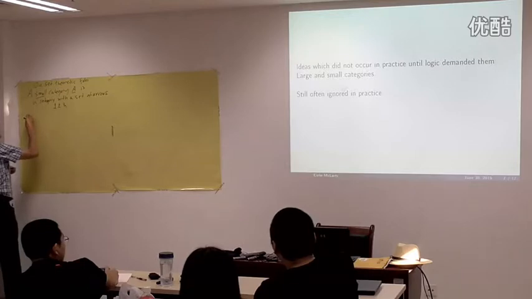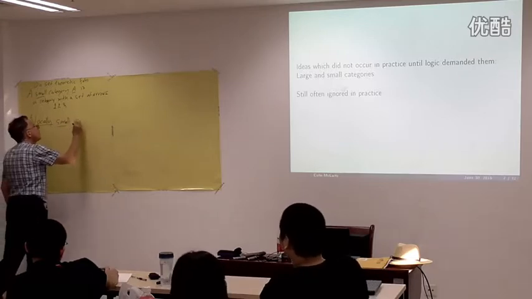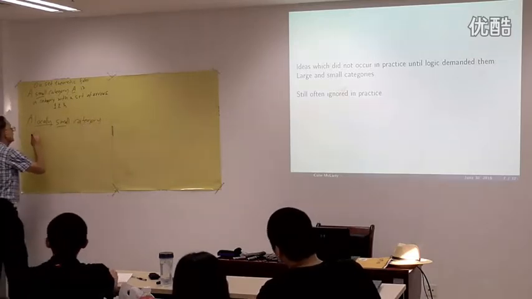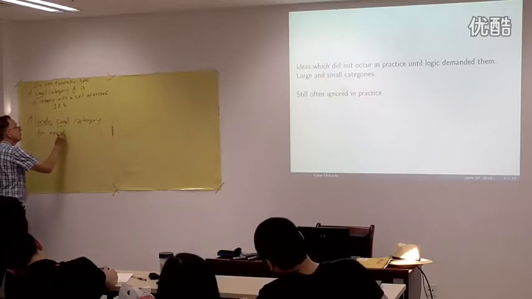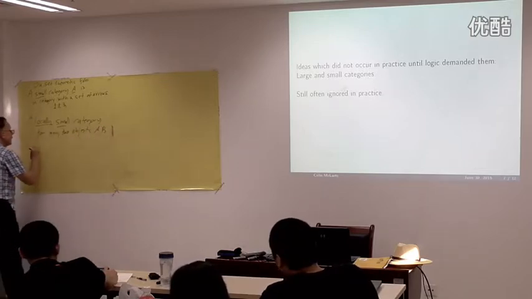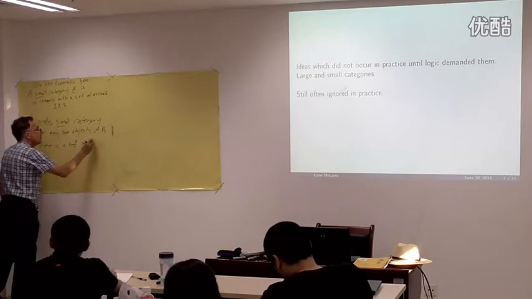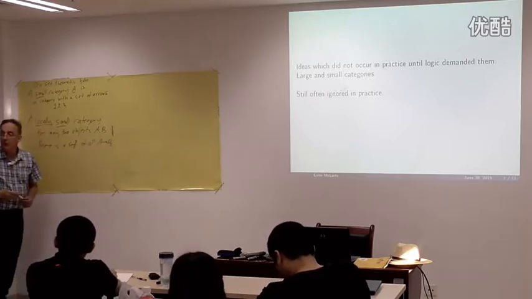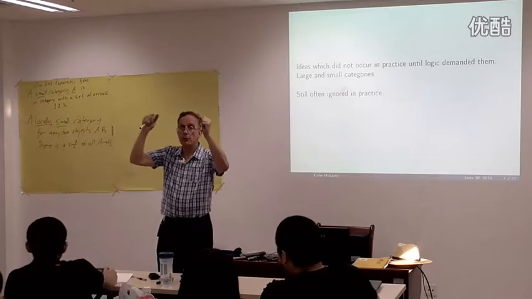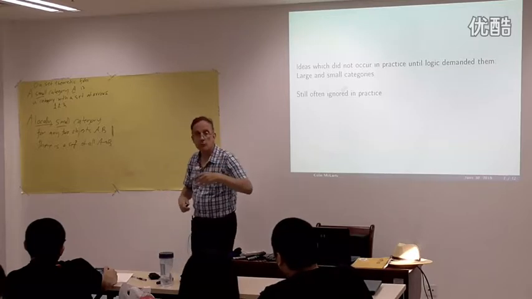A locally small category may have a proper class of objects, but for any two objects, A and B, there is a set of all arrows from A to B. Now, so the category of groups: proper class category, there's a proper class of groups. But, given any two groups, there's only a set of homomorphisms from the first to the second. So now this gives us some control.